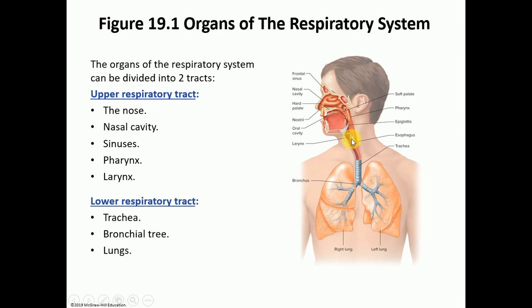So when you go beyond or below that level, now you're into the lower respiratory tract, and that would be the trachea or the windpipe, the bronchial tree, and that's when the trachea starts to branch off into different bronchi, and then the lung tissue. So any upper respiratory tract infection would be in one of these. Lower respiratory tract infection would be in those.